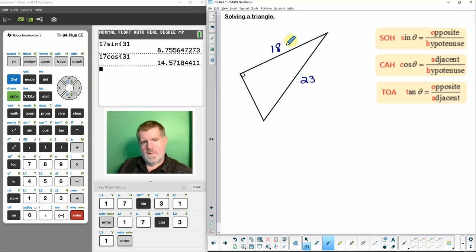Last example. I have a right angle and I have 2 sides. So you know what? I have 2 sides. Why don't I just go ahead and use the Pythagorean theorem to figure out this one? I know that x squared plus 18 squared is 23 squared.